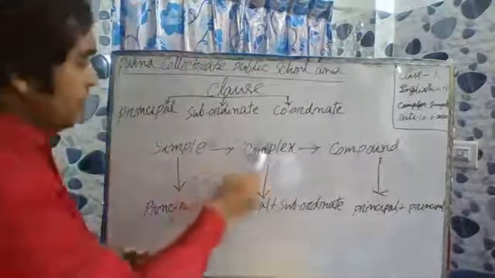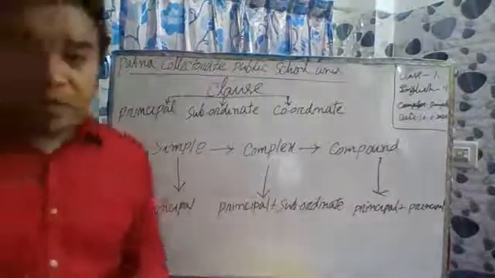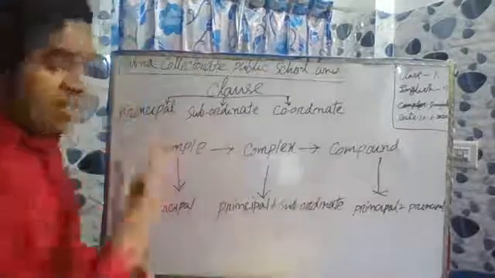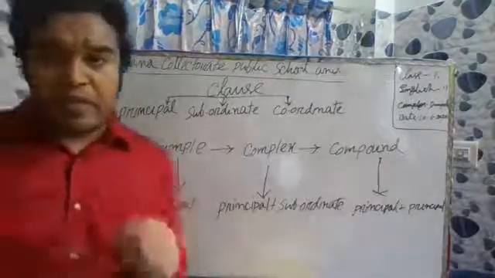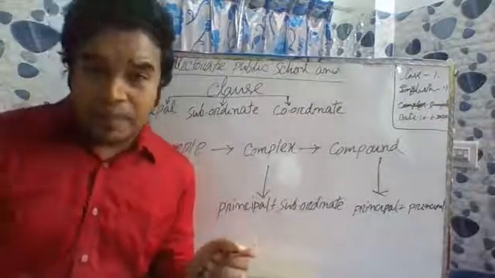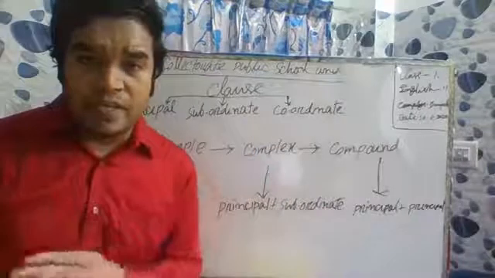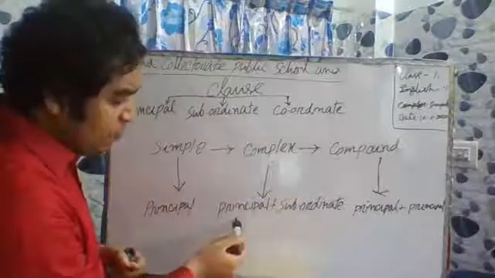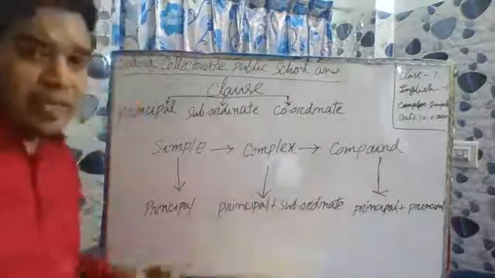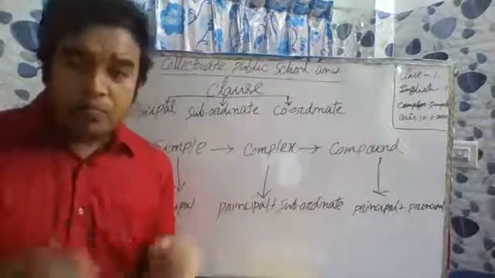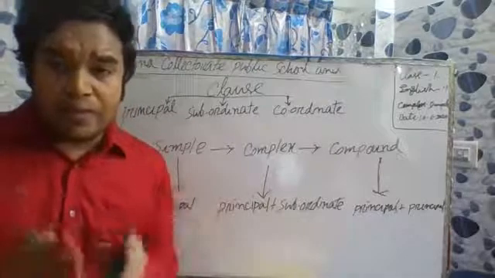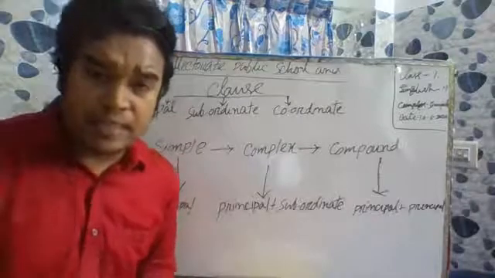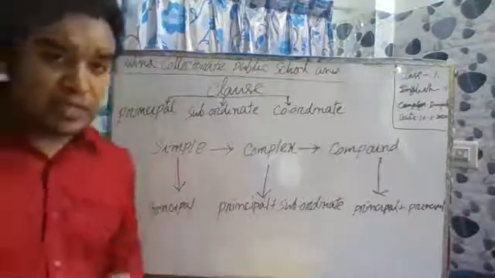I'm going to the next word, complex. What is complex sentence? You can see here, principal plus subordinate. As I mentioned before, subordinate always takes help of a principal clause to reveal its meaning. That's why you can see complex sentence is formed with principal plus subordinate. That means when principal and subordinate clause are added, then it creates a complex sentence. Hope you have understood, dear students.